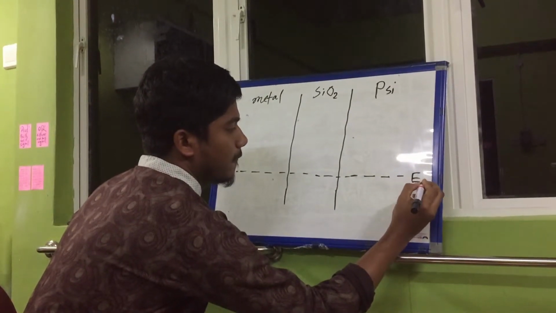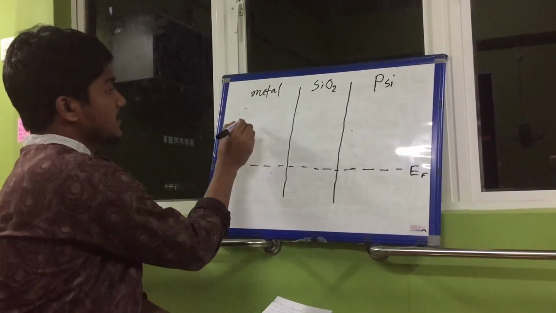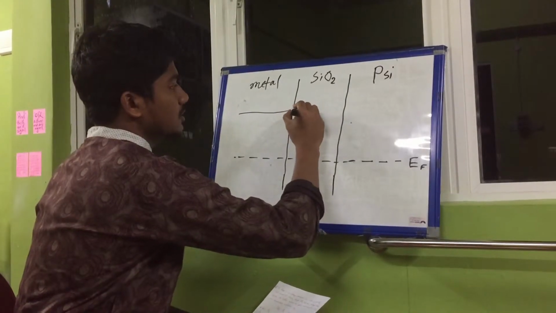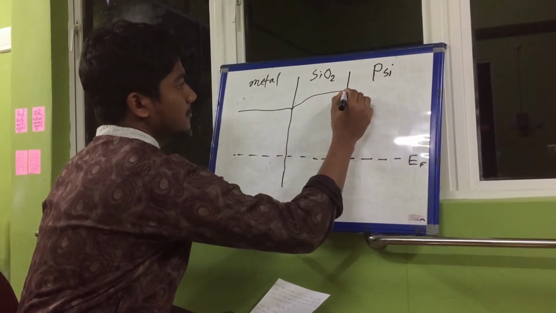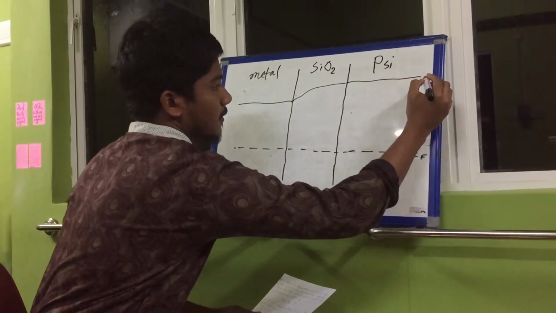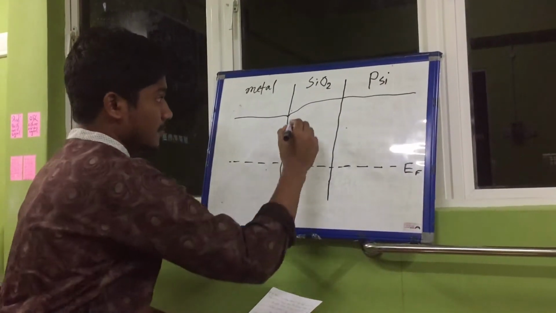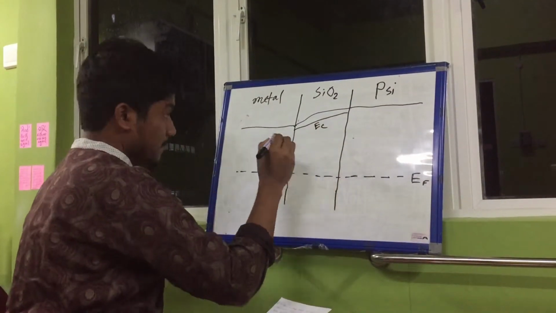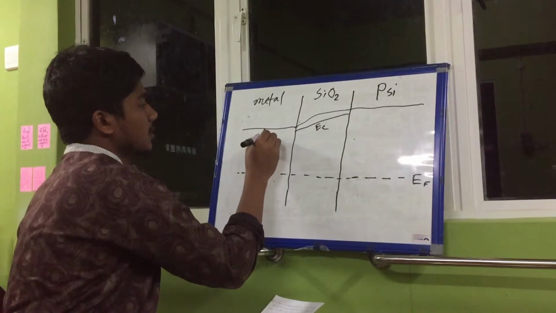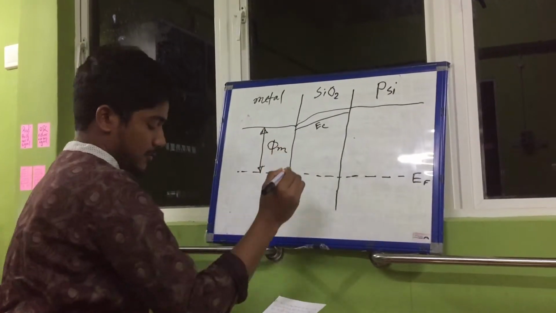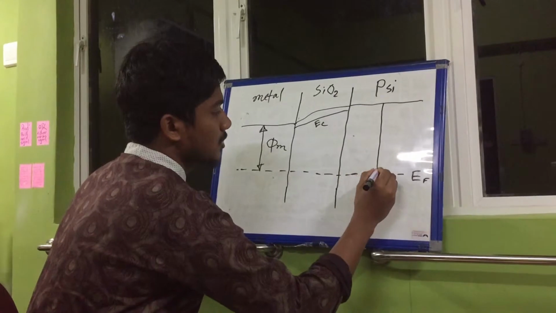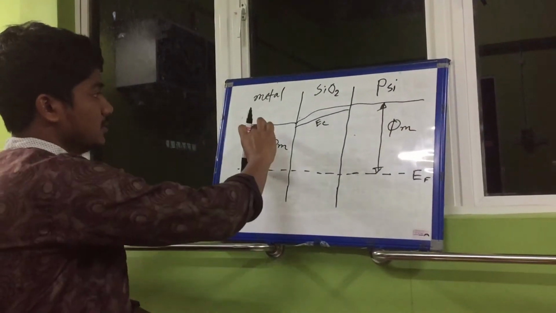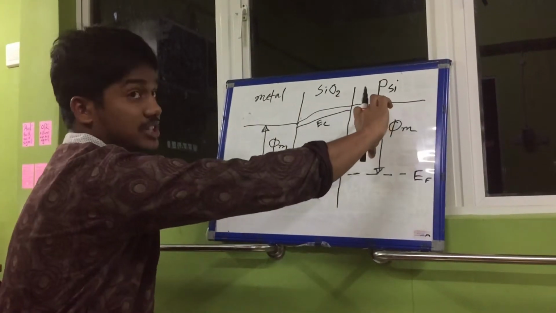So E Fermi. This is the vacuum level of metal, and here it will increase. Let me draw first, then I will explain. This is for silicon, so this is EC. This is called phi m, the work function for metal, and this whole thing is called the work function for semiconductor. So as you see, it's not the same. Here is smaller, here is bigger.